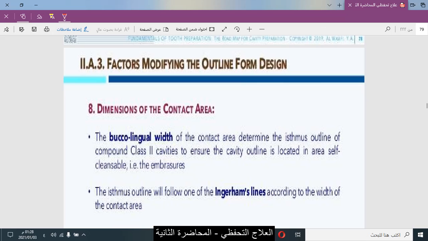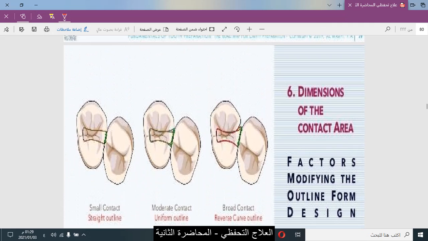So the isthmus width should be 1/3 of the buccolingual dimension of the tooth, and not exceed 1/3 of the buccolingual dimension, to prevent weakening and fracture of the tooth. And if it is narrower, there will be little material there and it will cause fracture and splitting of the material. This is the isthmus.